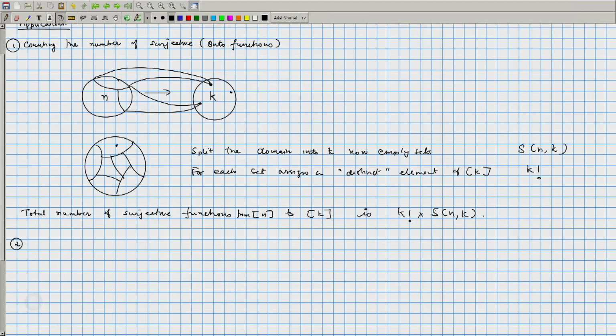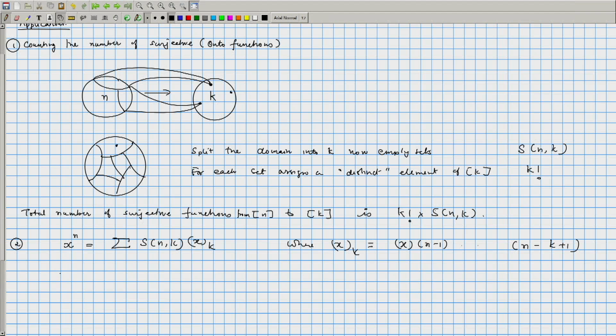And as a corollary of this, we can prove the following polynomial identity. So, x raised to n is equal to the summation of S(n,k) times x^(k), where x^(k) is the following falling factorial. So, that is x into x minus 1 into ... into x minus k plus 1. Now, note that this is a polynomial identity, this is not just for integers or just for natural numbers.